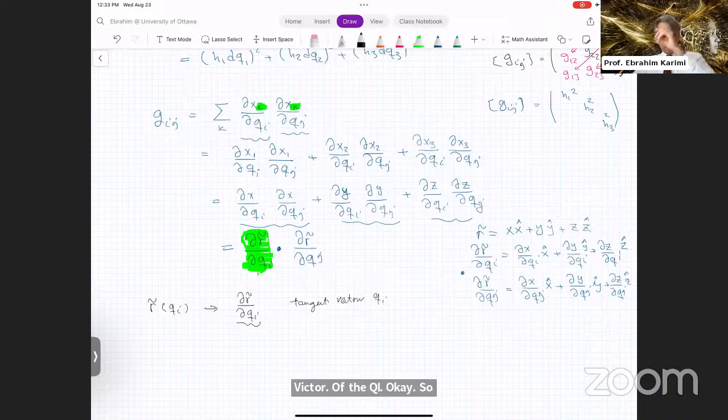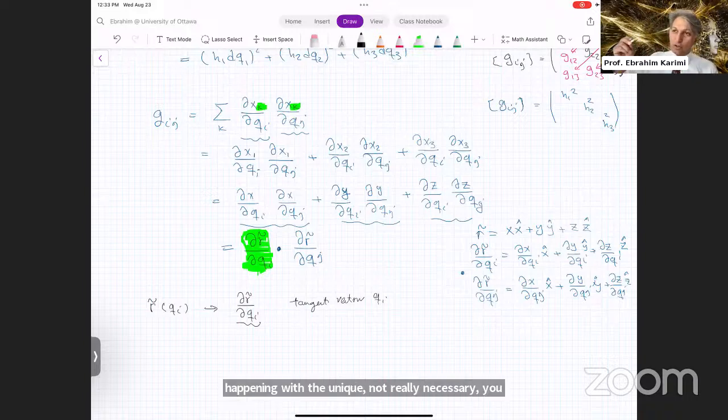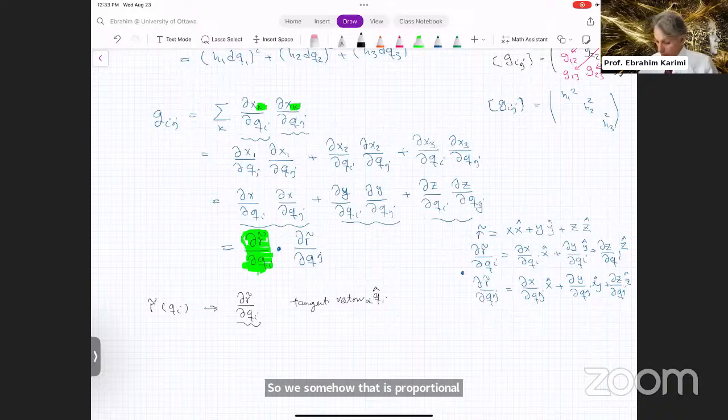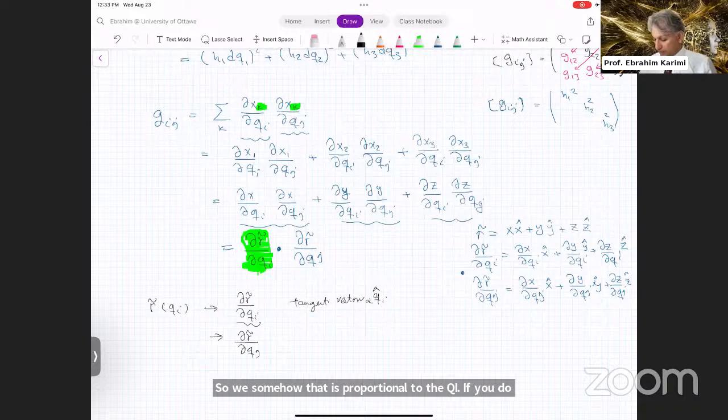So you will find out what is happening with the vector which is oriented along the Qi. It is somehow proportional to the Qi. If you do the same for R with respect to Qj, that's the way that you will find out.